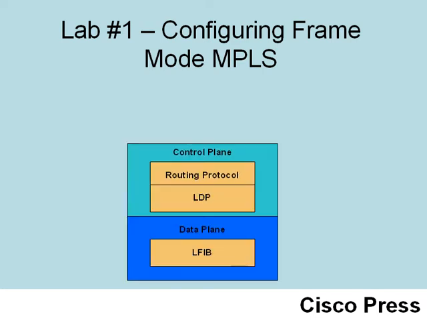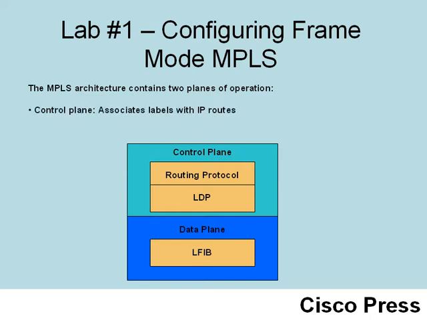And to better understand the operation of MPLS, consider the two different planes of operation that make up the MPLS architecture. First of all, there is the control plane. The control plane associates a label with an IP route. In fact, when we go out to the routers in a few moments, you will see that every IP prefix in our routing table has a label associated with it. That operation is performed by the control plane. And the control plane is also running the protocol that does the label distribution. We are going to be using LDP, the Label Distribution Protocol, as that protocol.